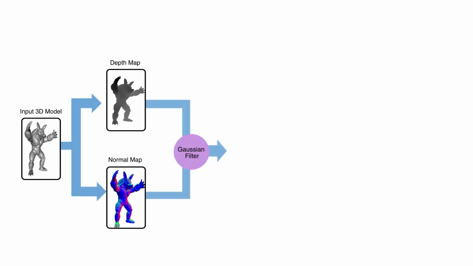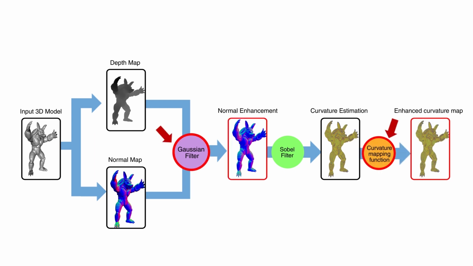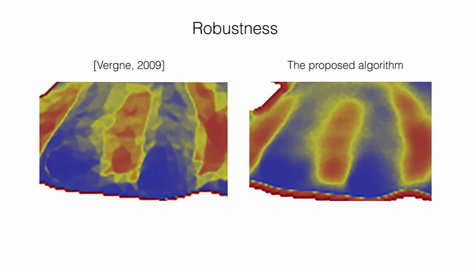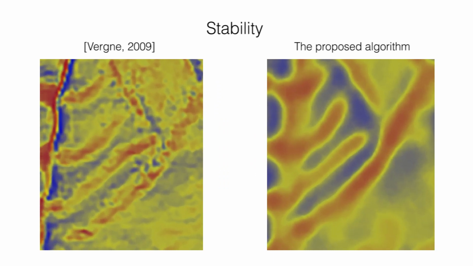This is achieved by computing an image space curvature map using an enhanced normal buffer and depth buffer, and then remapping the estimated mean curvature using a nonlinear mapping function. The proposed algorithm reduces the noise that is often generated during curvature estimation. It also conveys the curvature information in a coherent and stable manner, and hence avoids discontinuities between surface curvature regions.